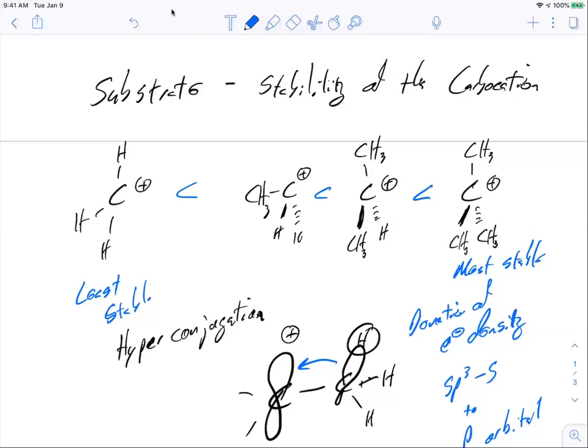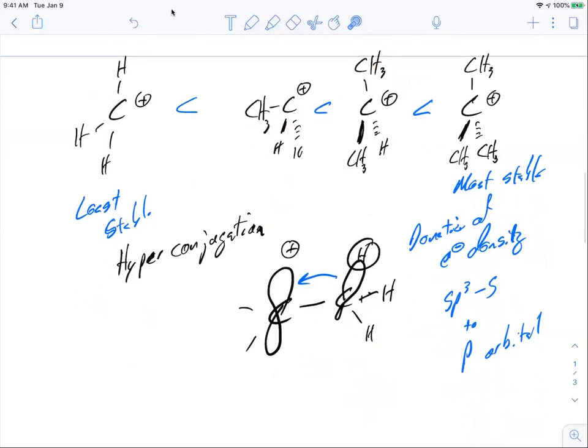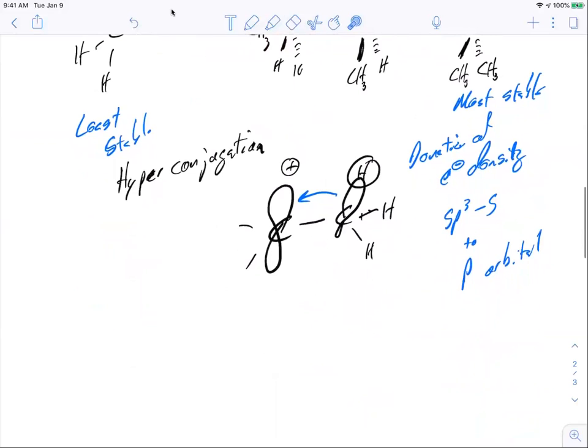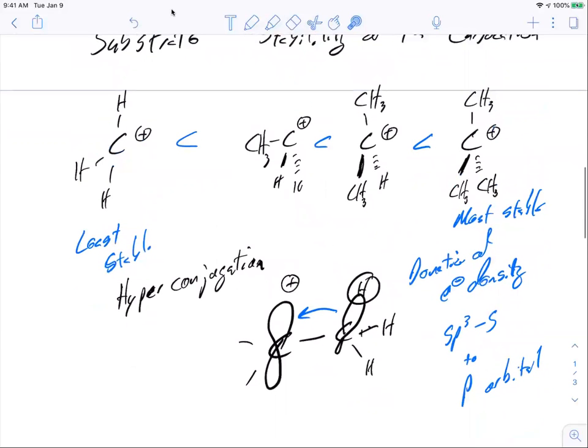Then we have one methyl here, and then we have two methyls there that can give us hyperconjugation. So the stability of the carbocation is going to be tertiary over secondary over primary. Which means if we're thinking about SN1, that stability of the carbocation is going to be very important.